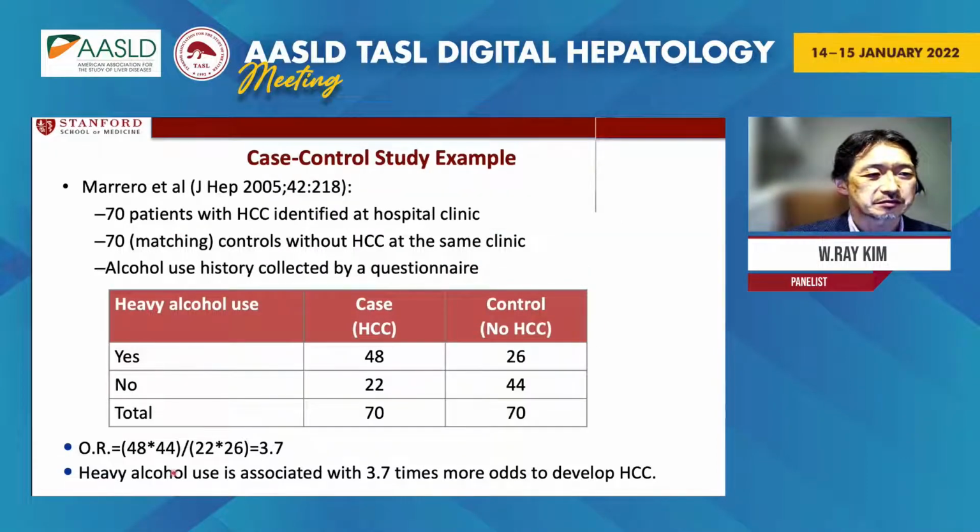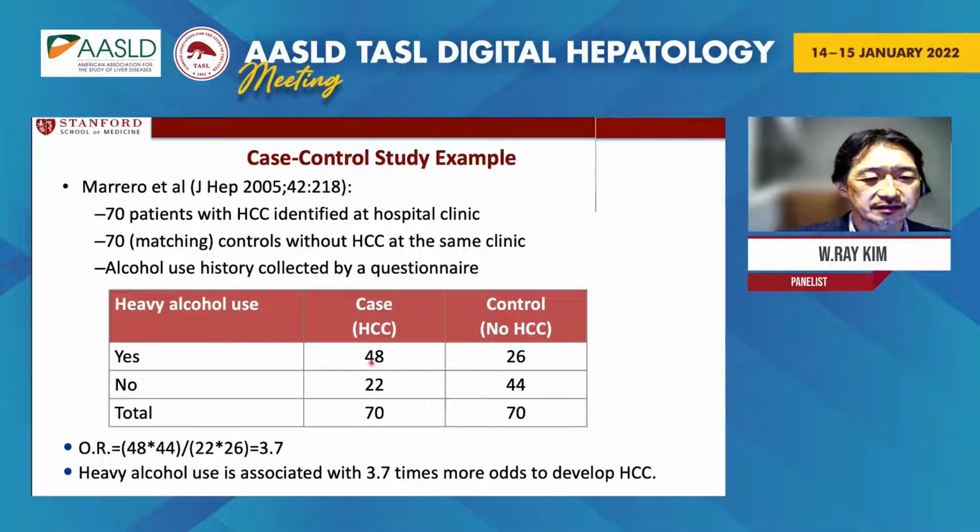This is a Jorge Morelos study that was published some time ago as a case control study analyzing the relationship between HCC and alcohol use. 70 patients with HCC identified at a hospital clinic, those are the cases, and 70 matching controls without HCC at the same clinic. So those are the controls. Then they went back and collected alcohol use history by a questionnaire in the clinic. They were able to generate this 2x2 table.